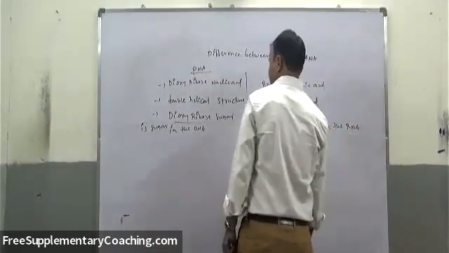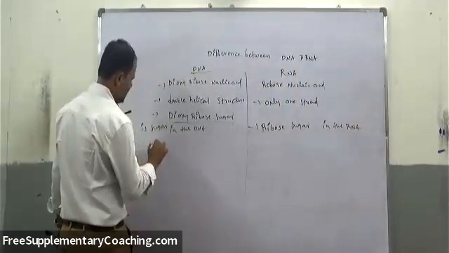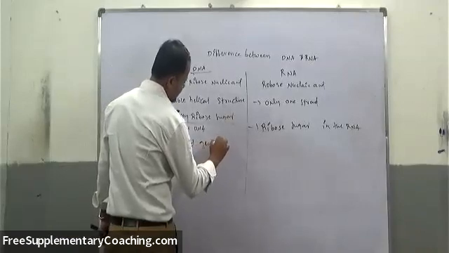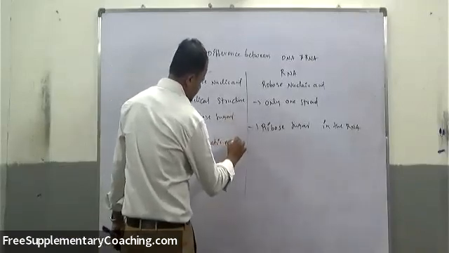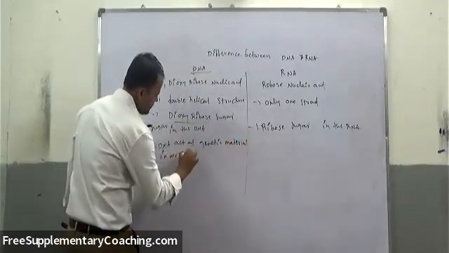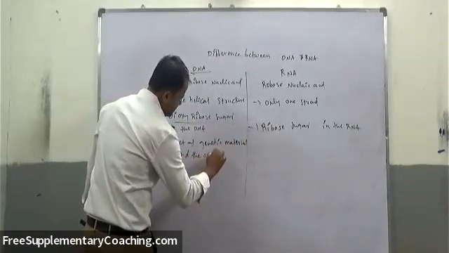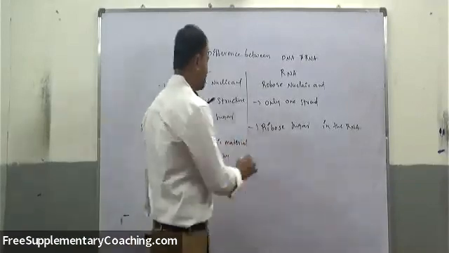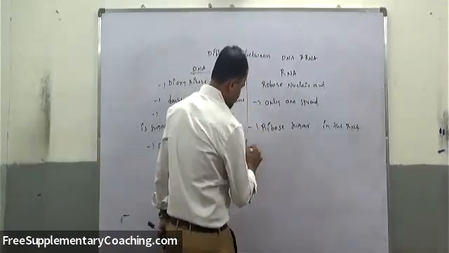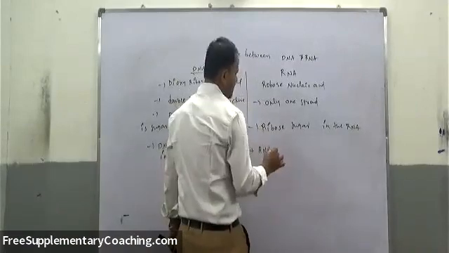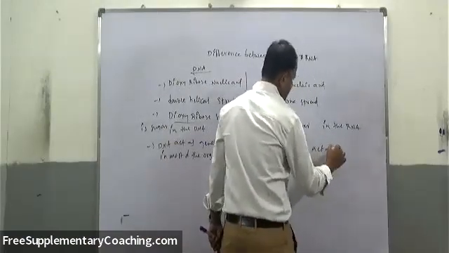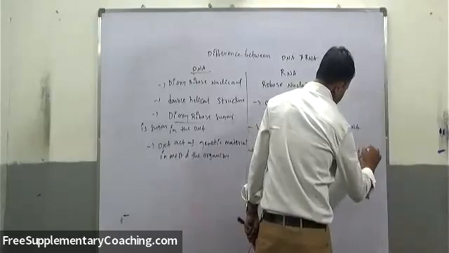Now DNA acts as the genetic material in most of the organisms. RNA acts as the genetic material in some viruses. RNA not only acts as a genetic material.